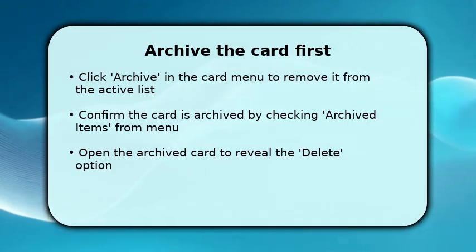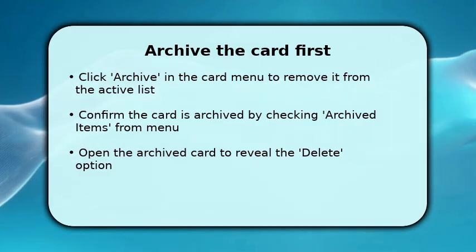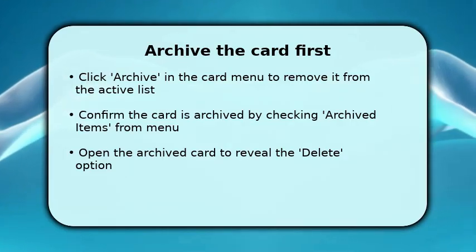Once archived, go to Board menu, More, Archived Items to find it. This is where you can review before final removal. When you open the archived card, the Delete option appears. Take a moment to verify content. Once you delete, restoration is difficult unless you have backups or logs.